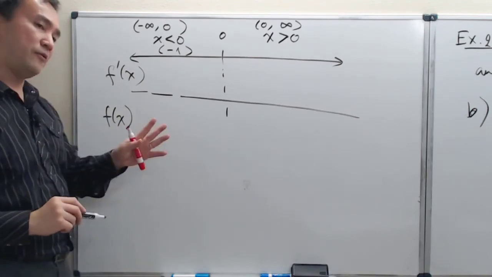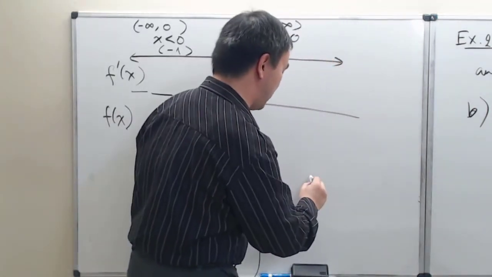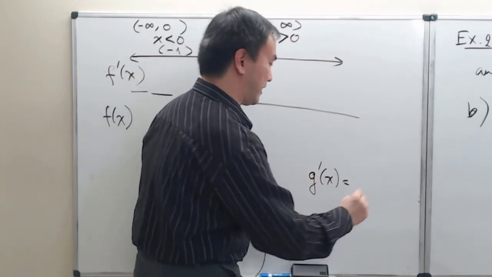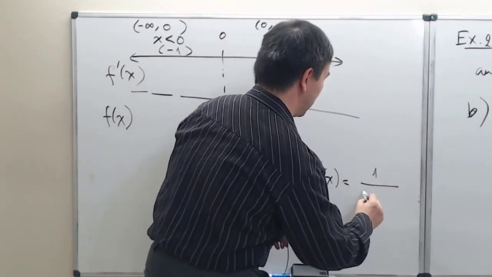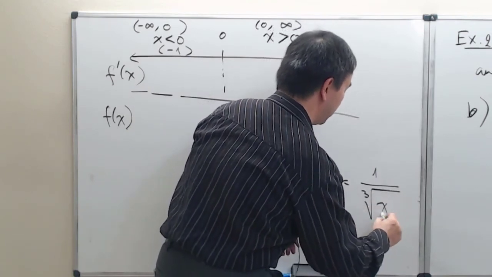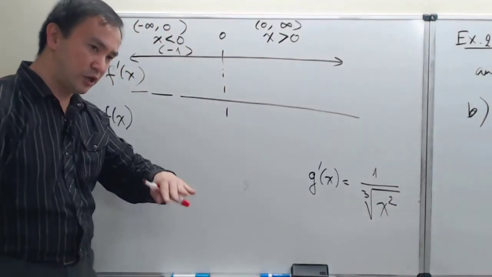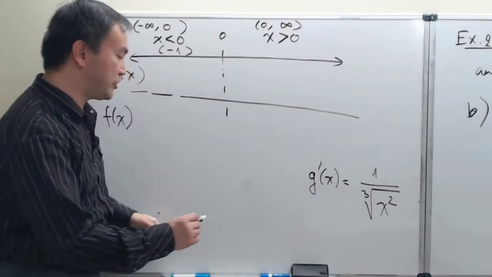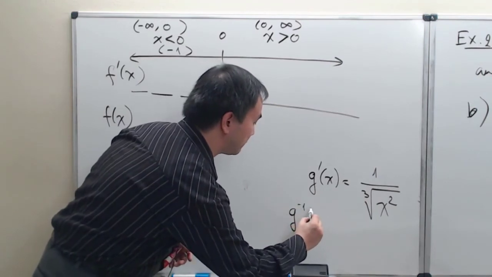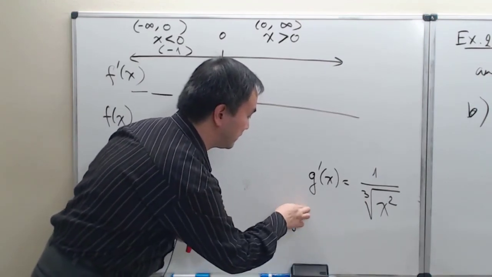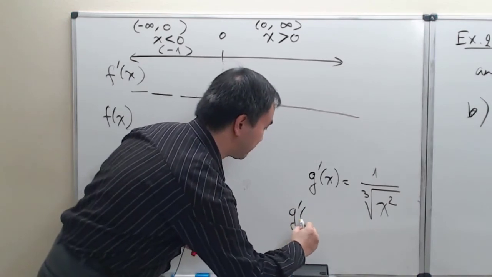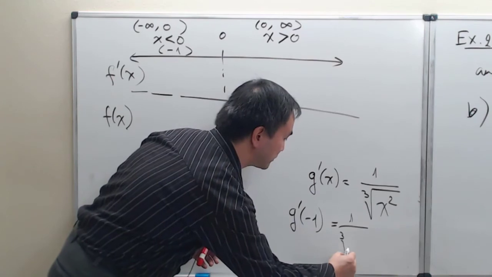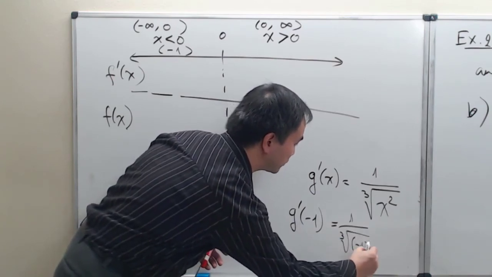Quickly recall for yourself our g prime that we found from the earlier example, example 1. That was 1 over the cube root of x squared. So if you pick -1 and substitute it in, g prime of -1 is 1 over the cube root of (-1) squared.